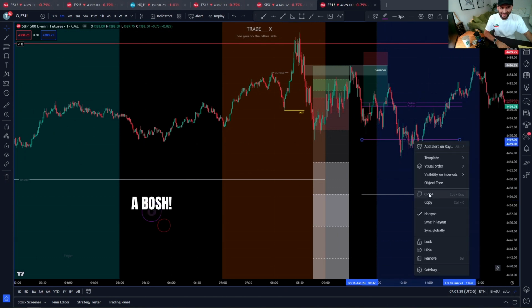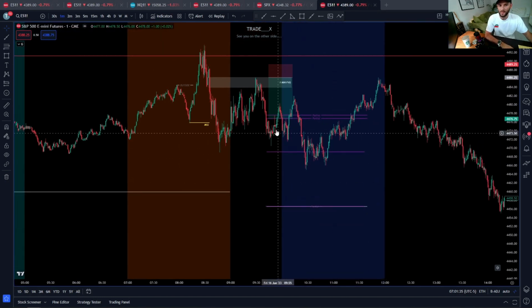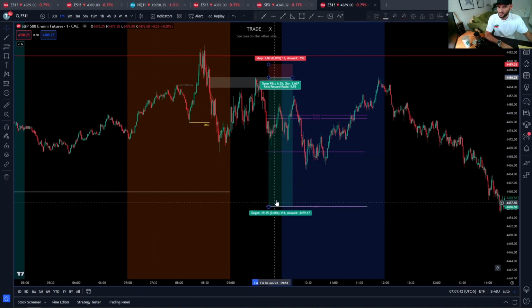So guys, this now becomes where I'm looking to take my terminus off. All right, this is my terminus. Okay, so now we've just gone from a newbie to a novice to an intermediate to a professional trader's trade.